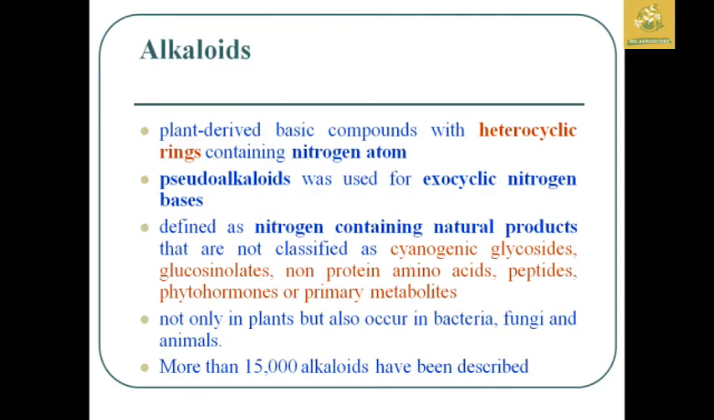And the other one we are going to see is alkaloids, where plant derived basic compounds with a heterocyclic ring containing a nitrogen atom are known as alkaloids. So pseudo-alkaloids are those with exocyclic nitrogen bases. They are not defined as nitrogen containing natural products, so they are not classified. So the examples are cyanogenic glycosides, glucosinolates, and primary metabolites of many plants. They not only occur in plants but also in bacteria, fungi and animals. There are more than 50,000 alkaloids described until now.